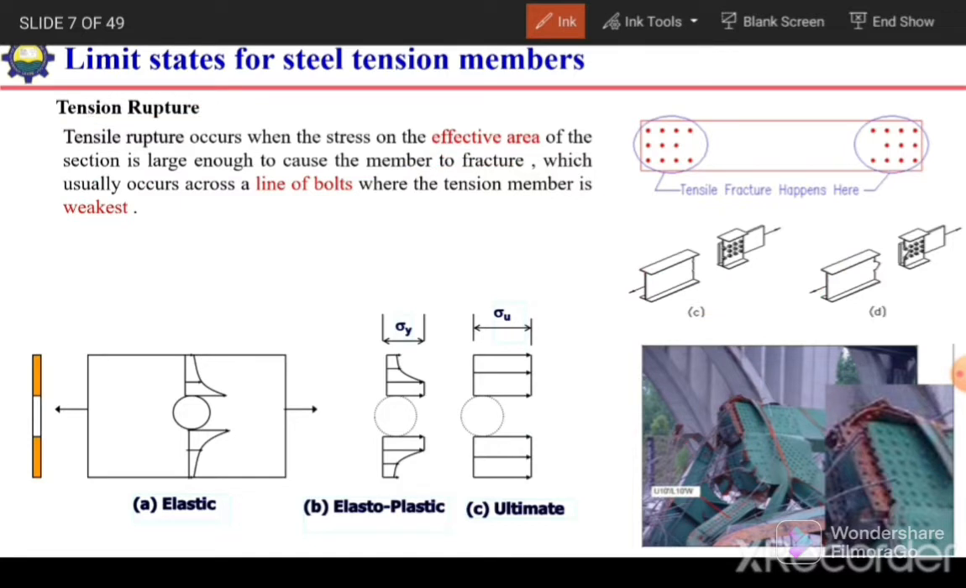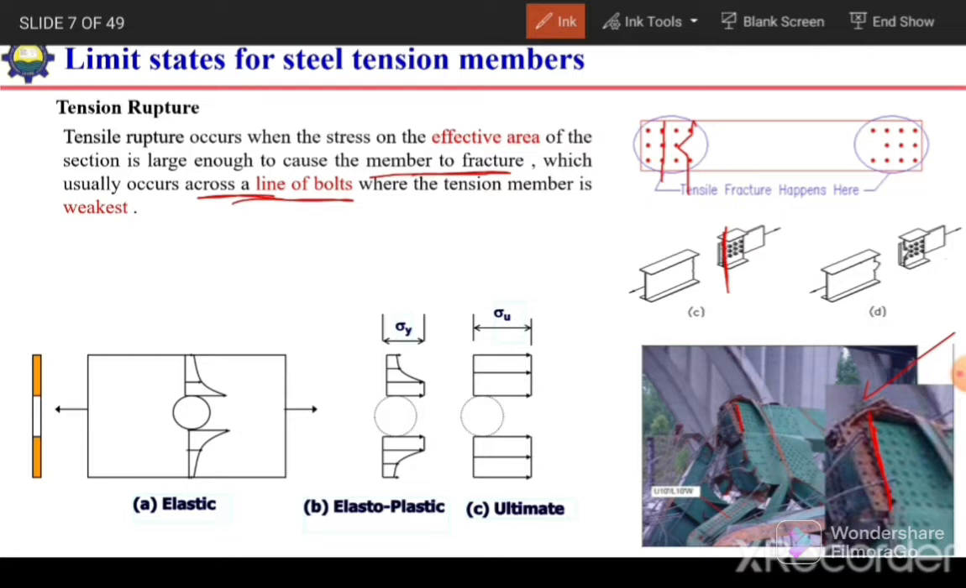Rupture failure will occur when the stress is large enough to cause fracture, which usually occurs across a line of bolts. So this occurs across the line of bolts, either in this direction or over here like this. Here if we see, it is along this line of bolts. We can see this picture here. The failure is along the line of bolts, from the line of bolts here as well. So the question is how this failure occurs.